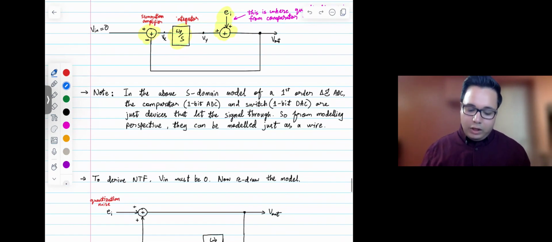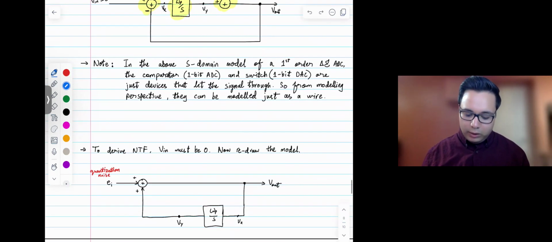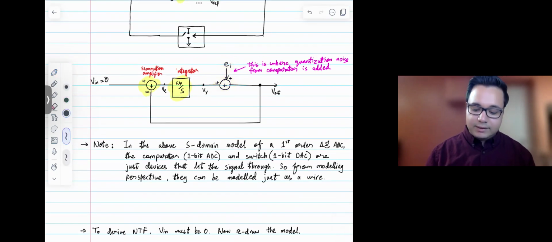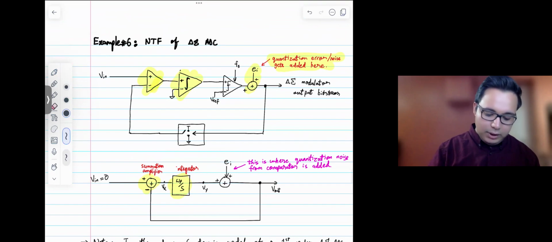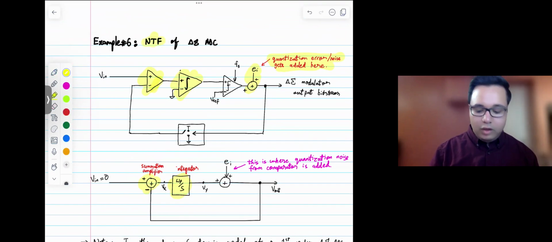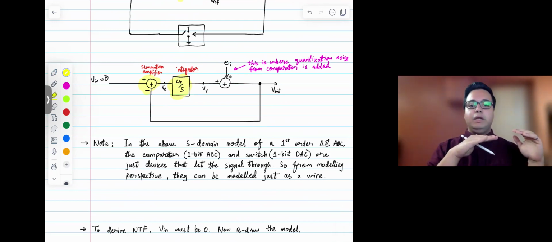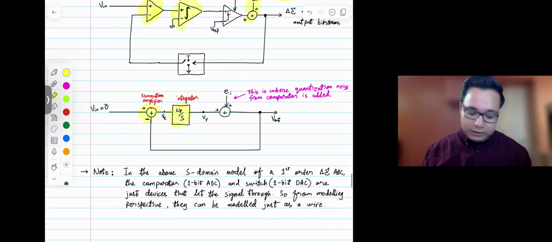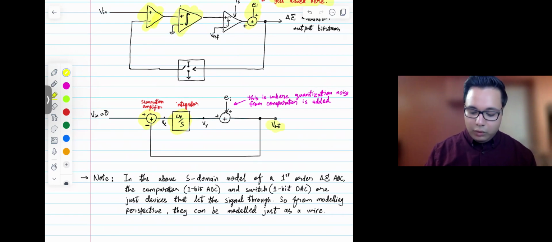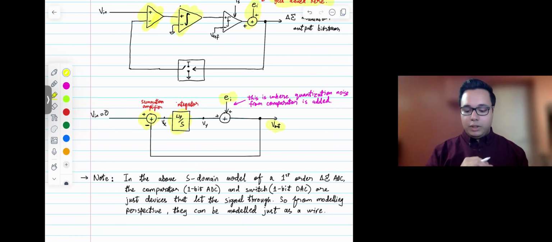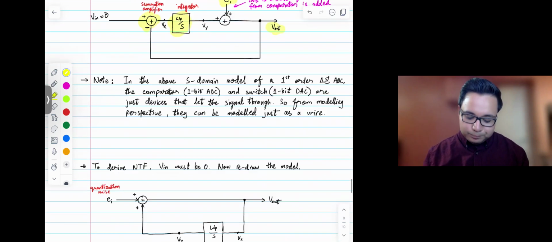All right. Okay, so now that we have our S-domain model, one thing you would have to do is, since this example is about the noise transfer function of the delta sigma ADC, not the signal transfer function. The signal transfer function would be V out over Vn. Noise transfer function in this case is V out over EI, which is basically telling you how much quantization noise EI, when it's added into the loop, is going to the output, right?